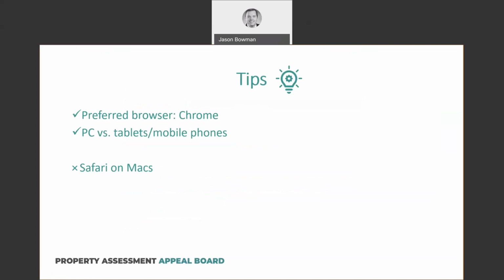Now, a few little tips. The preferred browser for the online dispute resolution system is Chrome. The one website or the one platform that doesn't work is Safari on Mac. So apologies if you do have a Mac like many of us do, but try and use a browser other than Safari. And you will find that you can also use the website on a PC or a tablet or a mobile phone. You'll find the screen is just easier to read on a PC though, but it will work on a tablet and mobile phone. So those are a couple of the tips.